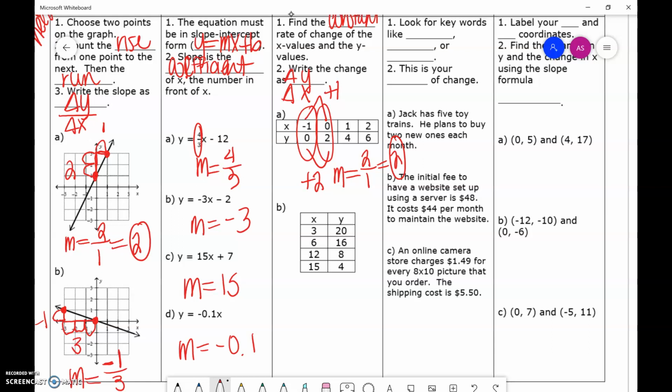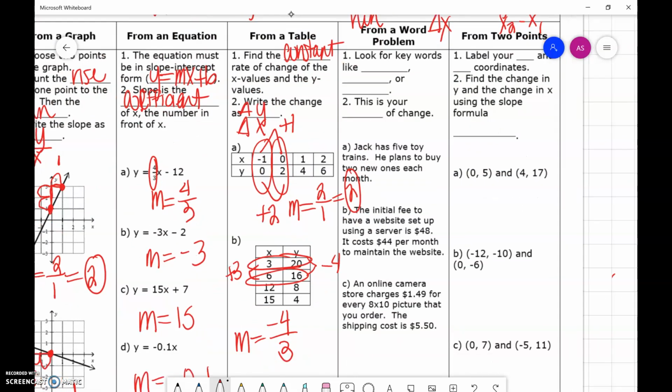All right. So next one, I'm going to pick 2 points here. So I want to see how I get from 3 to 6 and 20 to 16. So I have +3. And then 20 to 16, that's going to be -4. So our slope is going to be negative this time. So we put y over x. So we got -4 over 3. And that's my slope.